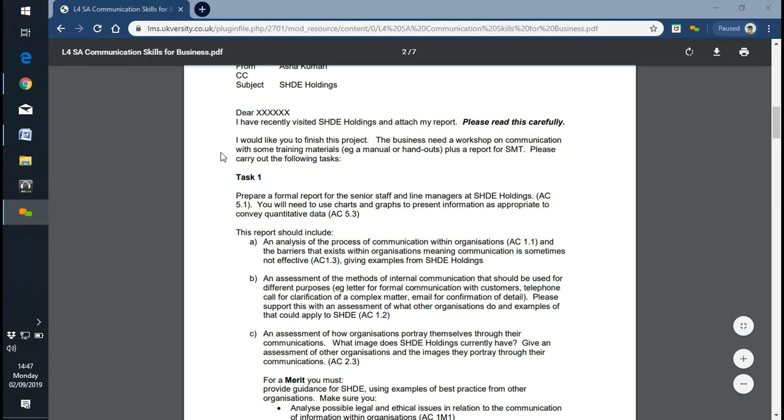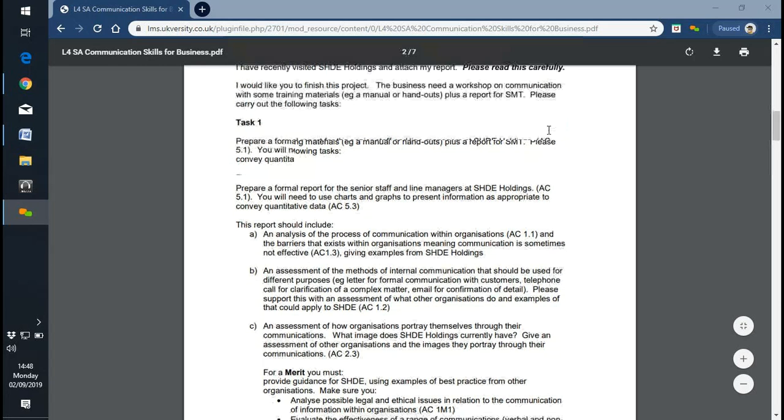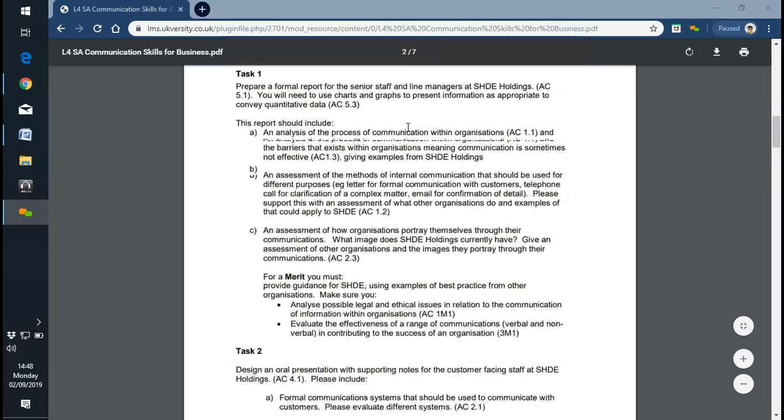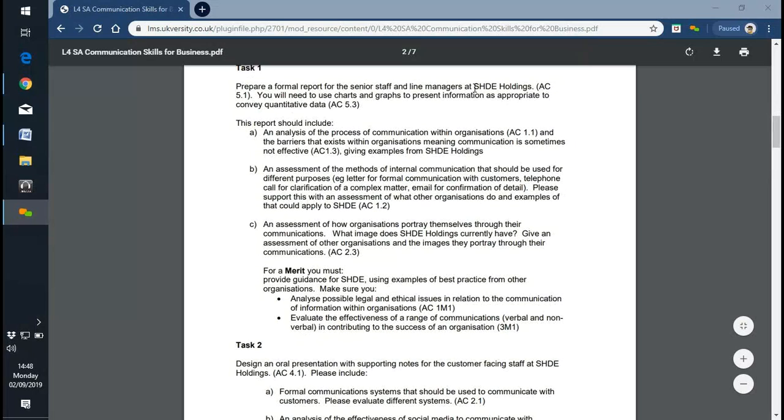The business needs a workshop on communication with some training materials, for example, manual or handouts, plus a report to the senior management team. So please carry out the following tasks. Prepare a formal report for senior staff and line managers at the company. This is AC 5.1. You'll notice that the assessment criteria are not necessarily in the order that they are in the list. They don't go right from 1 to 5. In this task, you're covering 5.1 and 5.3.